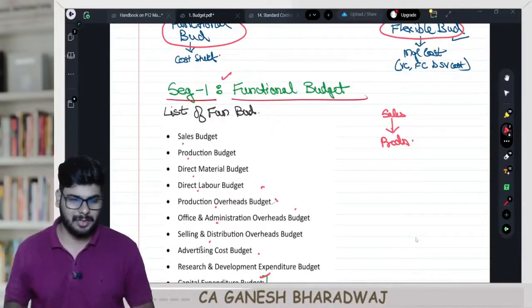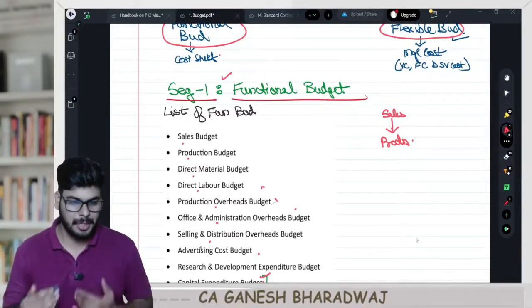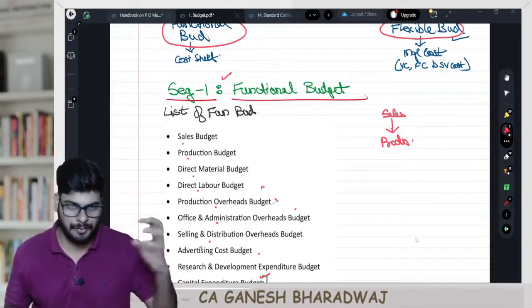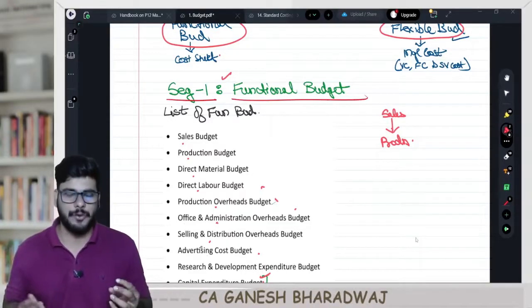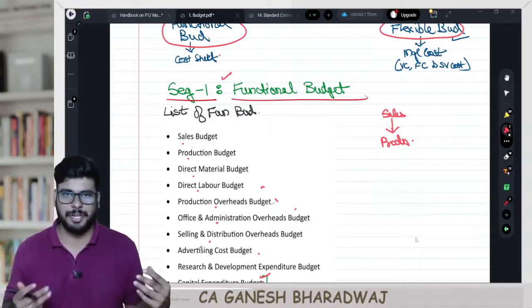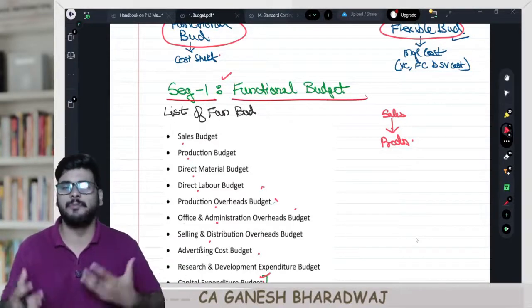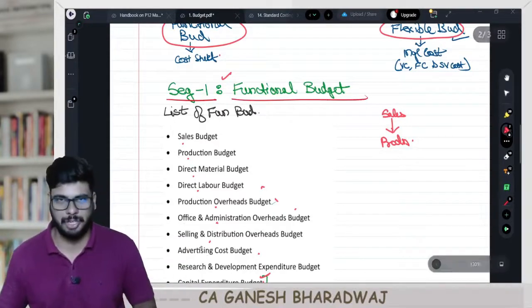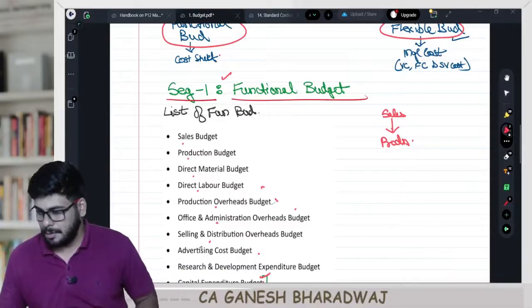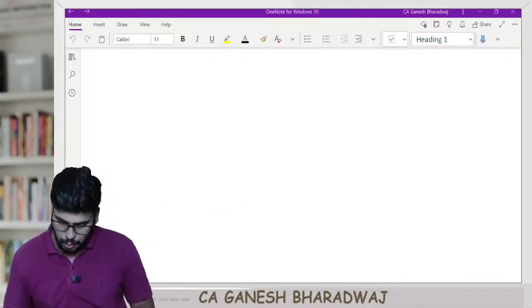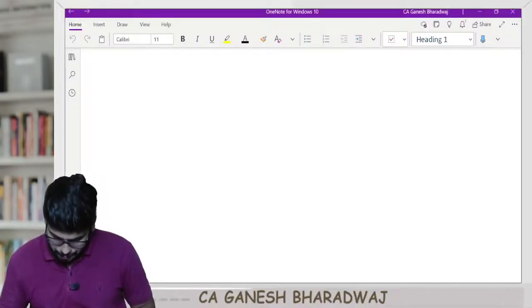Now let us do a few numerical problems here. We will be doing two numerical problems in this area of functional budget. Then we will move on to flexible budget. We will do one numerical problem. With that we will be covering predominantly the most important concepts in this particular chapter. Right. Now let's move to one numerical problem. One second.